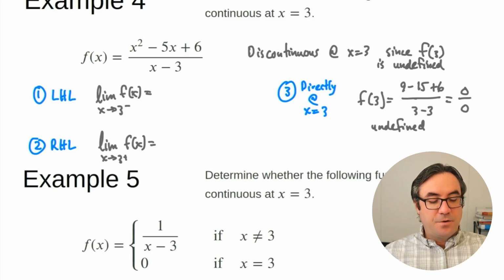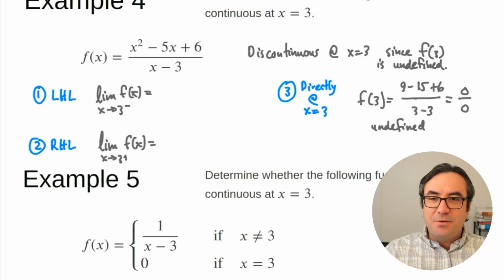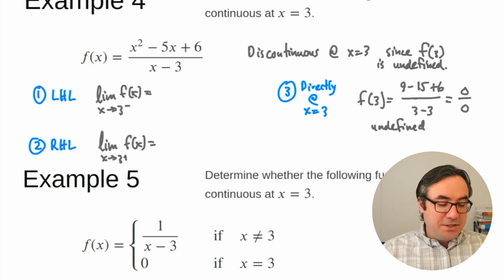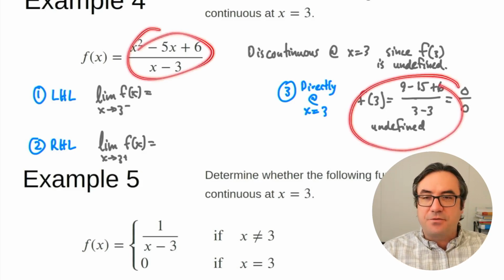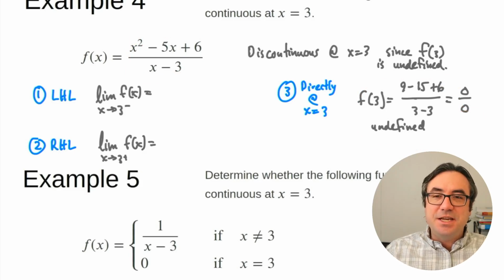In order for our function to be continuous, the function has to be defined at the point. Otherwise, we have a hole or a jump or something. So usually this is a good place to just start, especially if you see a fraction. Try plugging in, and if you get something with division by 0, then automatically this thing is discontinuous because our function value is undefined.